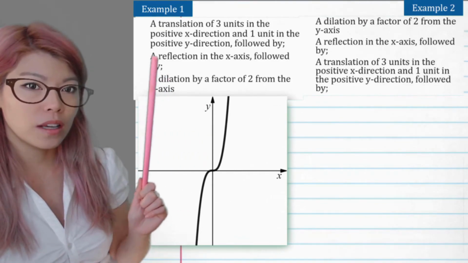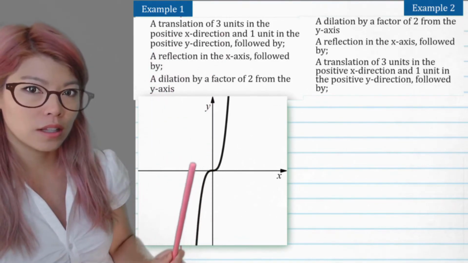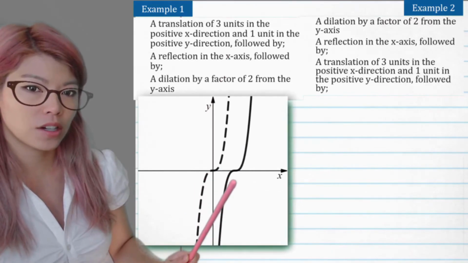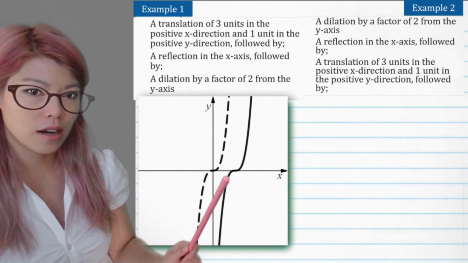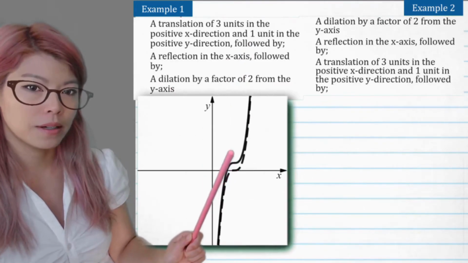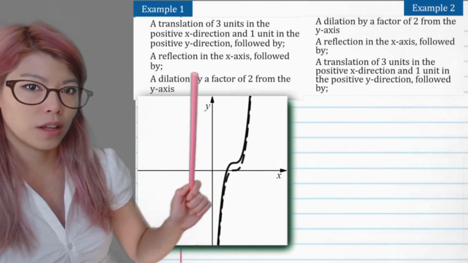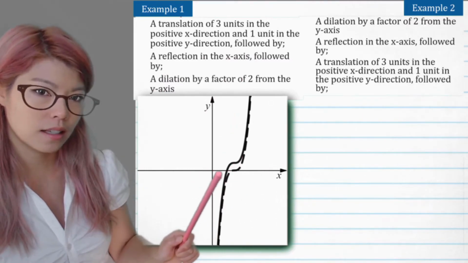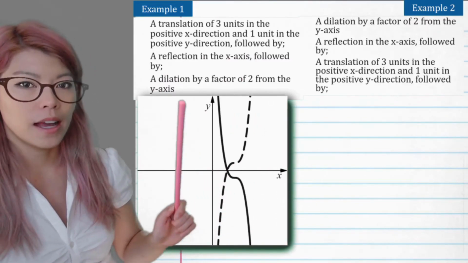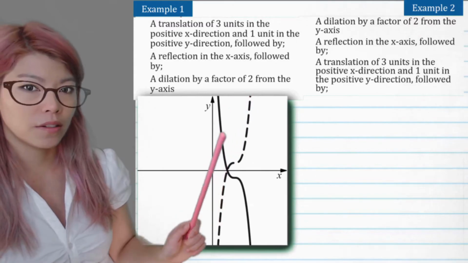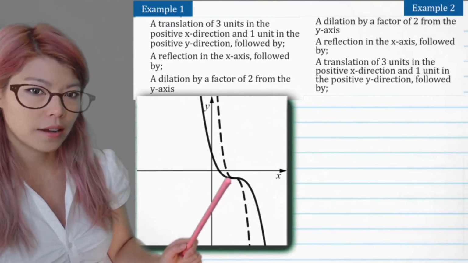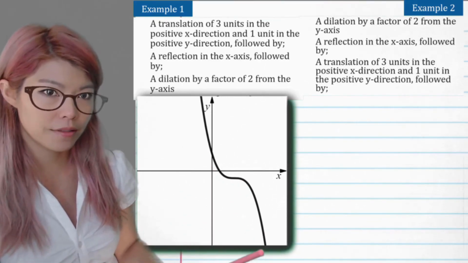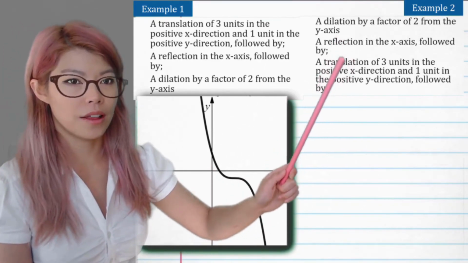So if we translate 3 units in the positive x direction, that means we're moving to the right. And 1 unit in the positive y direction means we're moving up. And then followed by reflection in the x-axis, so the x-axis mirrors it. And now a dilation by a factor of 2 in the y-axis, so it's going to get wider. So that's our final graph. Let's have a look at the other one.